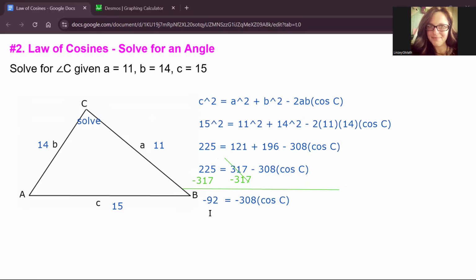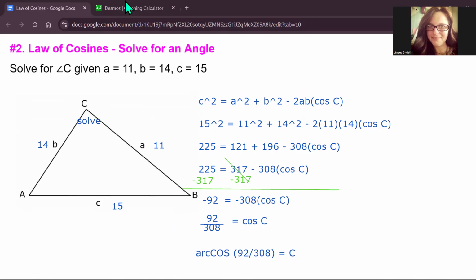And now we'll divide by negative 308. So we get 92 divided by 308. Negative divided by a negative is a positive. Cosine of angle C. Now we need to use inverse cosine, or arc cosine, to undo cosine. And we'll take arc cosine or inverse cosine of 92 divided by 308.